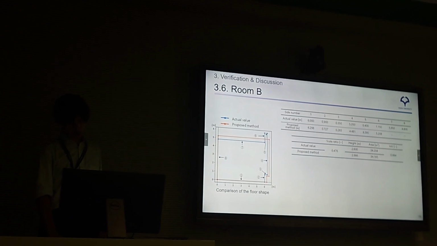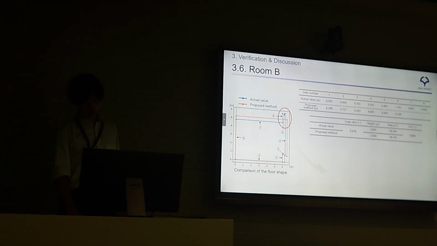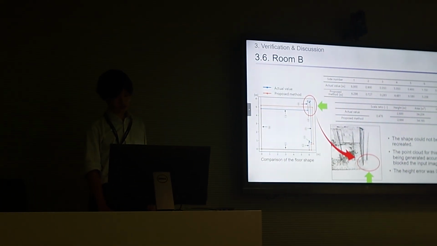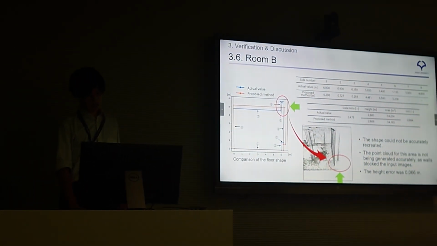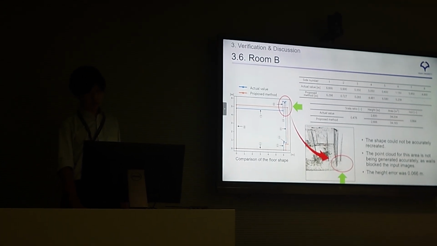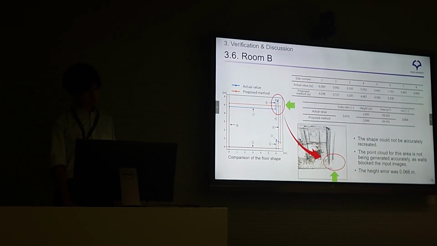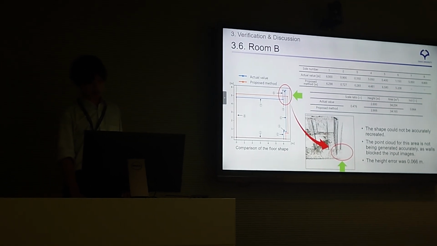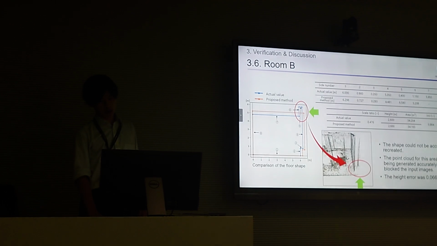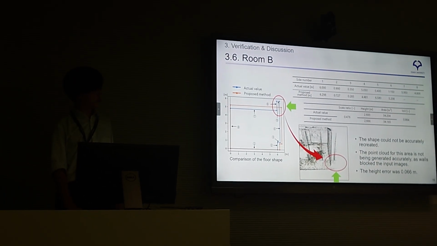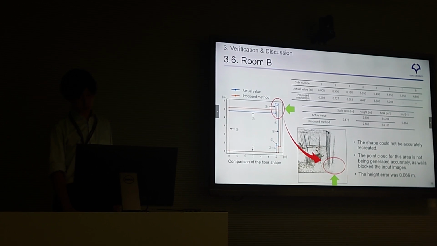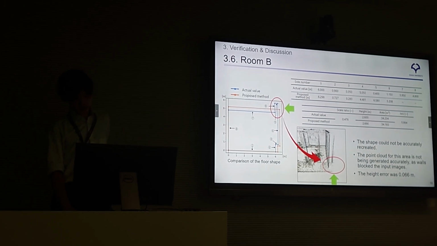On the other hand, in room B, the shape of the framed area in the left image was not accurately created. The most likely reason for this is that many of the input images had this area blocked by a wall. As a result, it is likely that the point cloud for this area could not be acquired accurately. In addition, the height error was 36 millimeters in room A and 66 millimeters in room B.